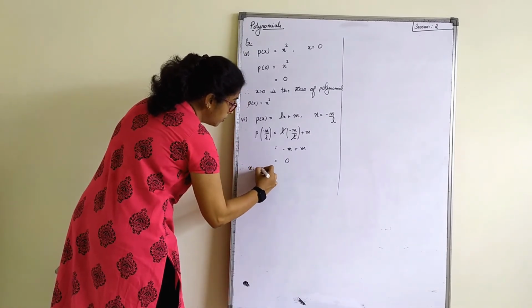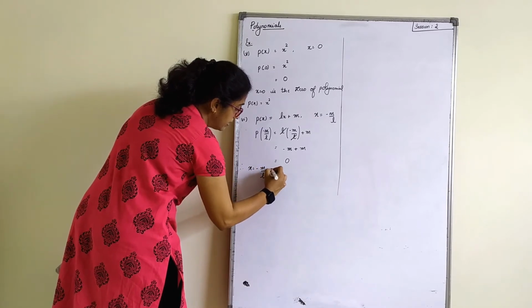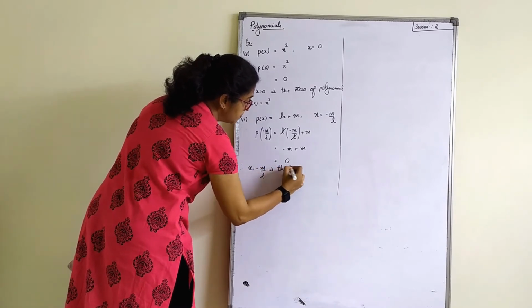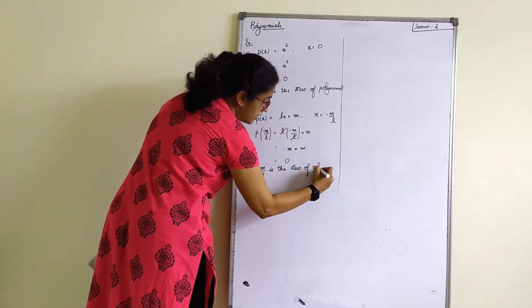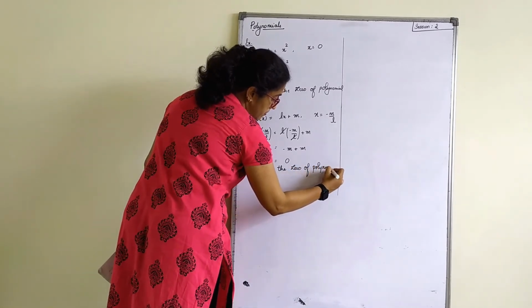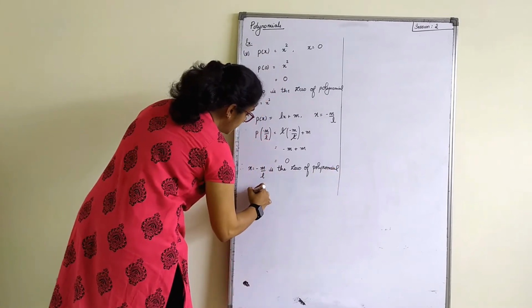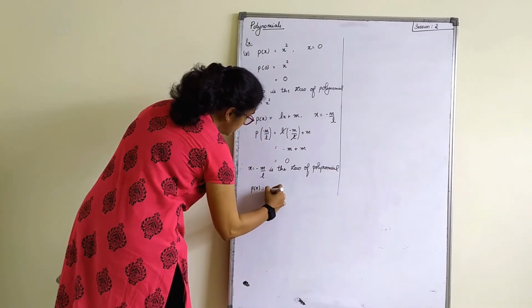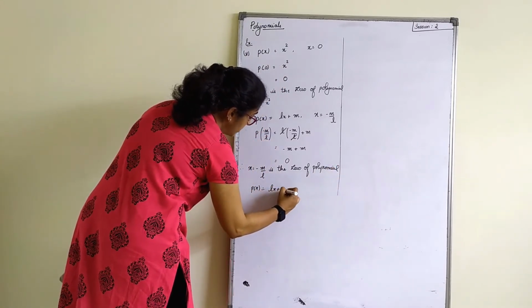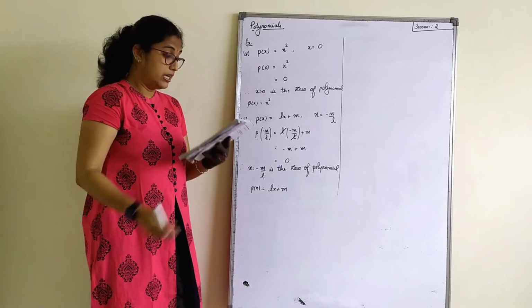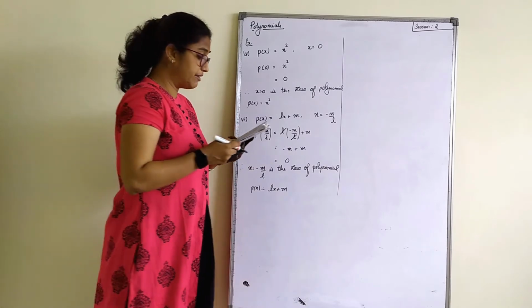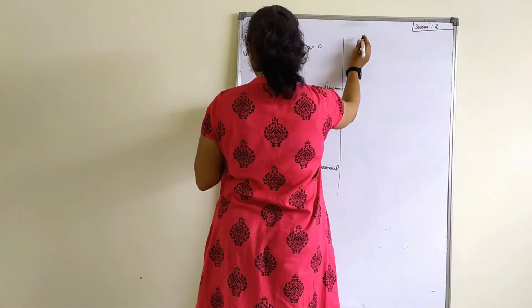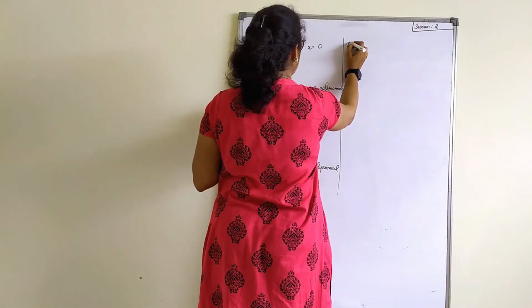Therefore, x is equal to minus m by L is the zero of the polynomial P of x is equal to Lx plus m. Okay. And the last one, because the remaining 3 are given for homework. So this is the seventh one.